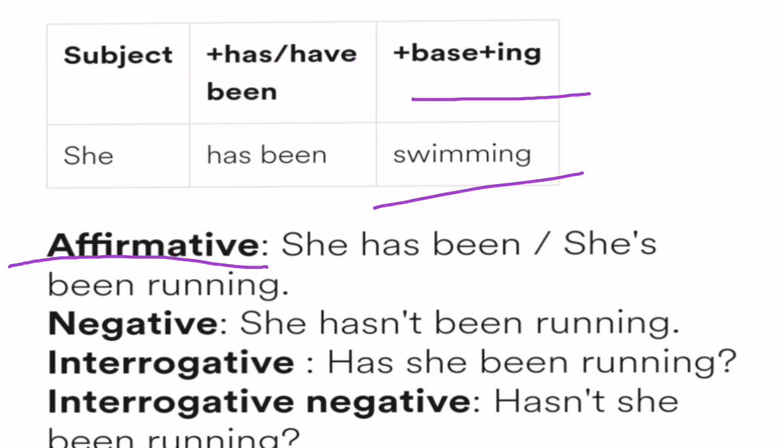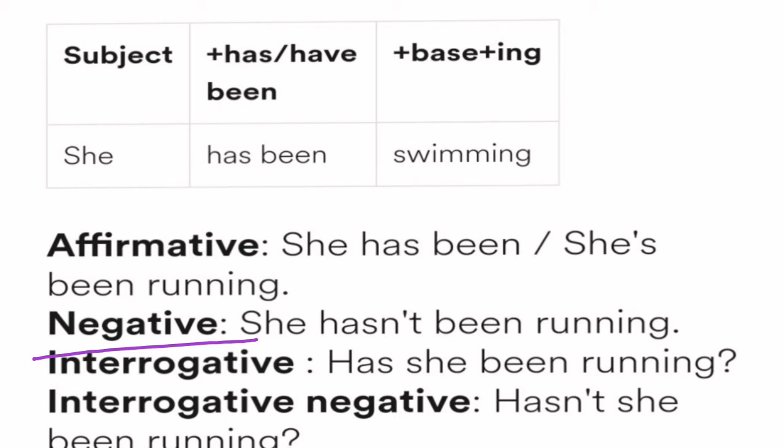In affirmative, she has been or she's been running. Negative, she hasn't been running. Here we just add not. In interrogative, has she been running? In negative interrogative, hasn't she been running?